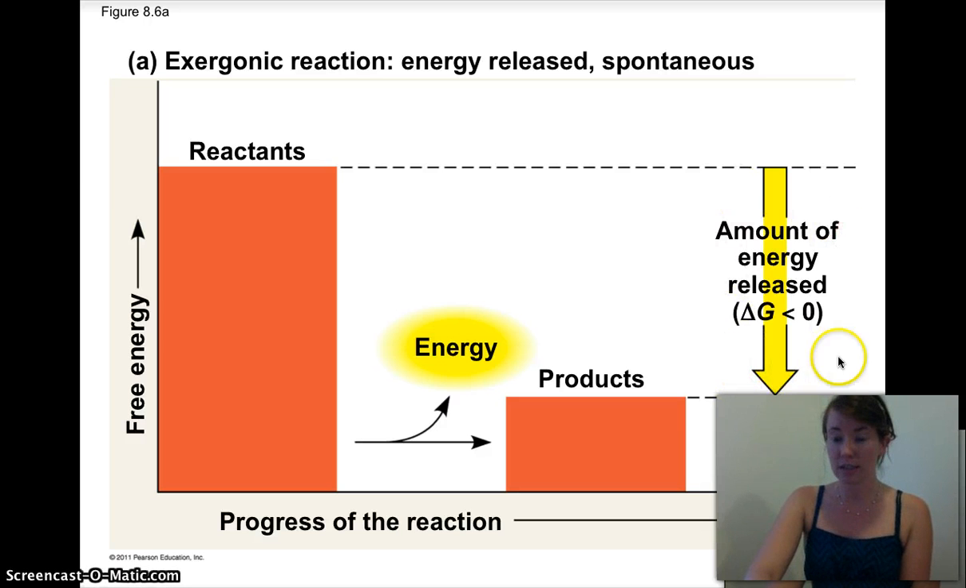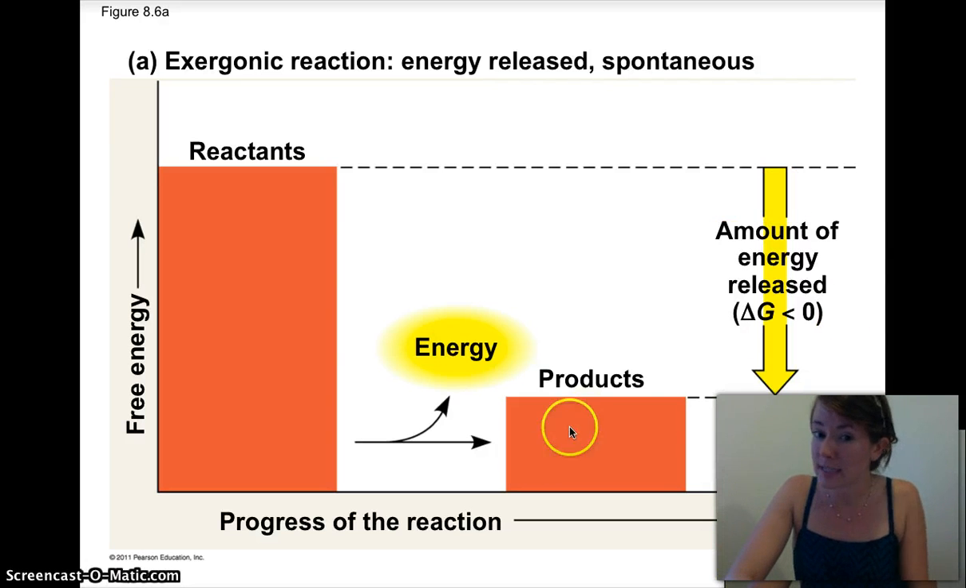So delta G is greater than 0. The change, or is less than 0. I'm sorry, the change in energy, all of this right here, this is our delta G. So this is an exergonic reaction because all of this energy is released. And the reason that it's negative is because these products down here have far less energy than right here. So we have negative energy at the end.